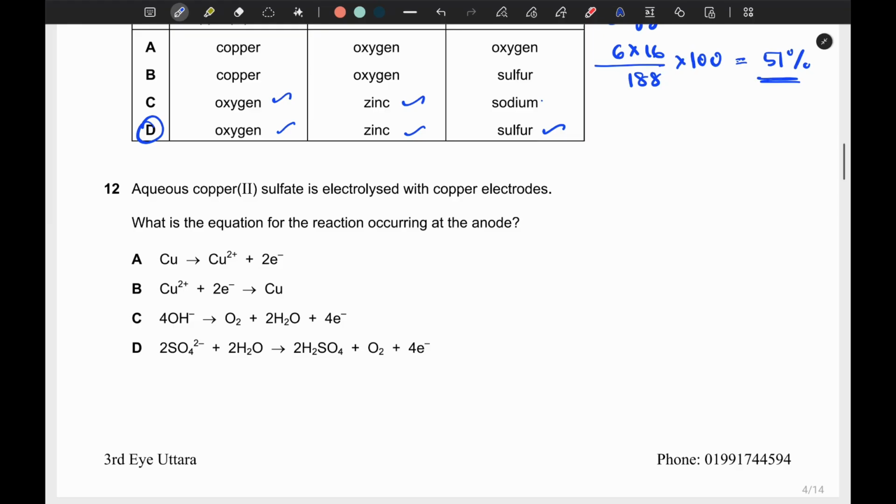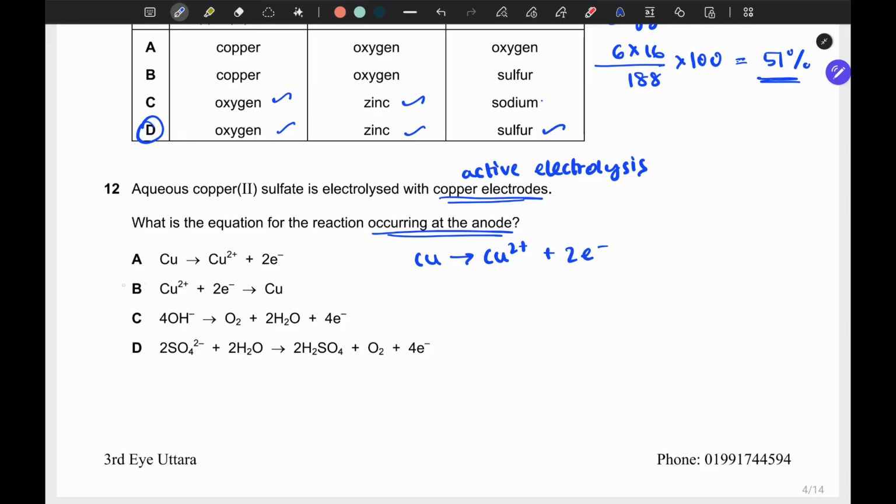Moving on to question number 12. Aqueous copper 2 sulfate is electrolyzed with copper electrodes. That means it's an active electrolysis, where my electrodes are participating in the electrolysis process. What is the equation for the reaction occurring at the anode? At the anode, the copper will lose electrons to form Cu2+ ion and 2 electrons. In that case, the answer should be A. And since copper is losing electrons, we can say that this is an oxidation reaction.